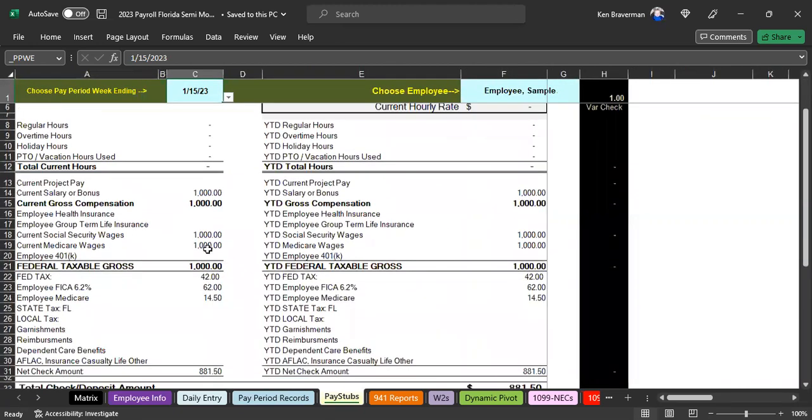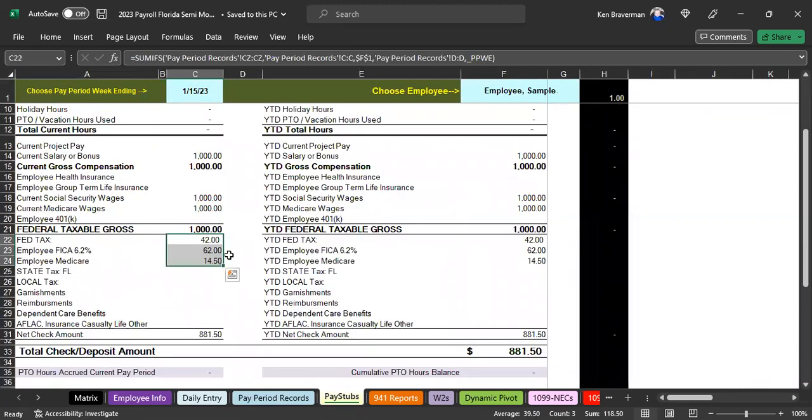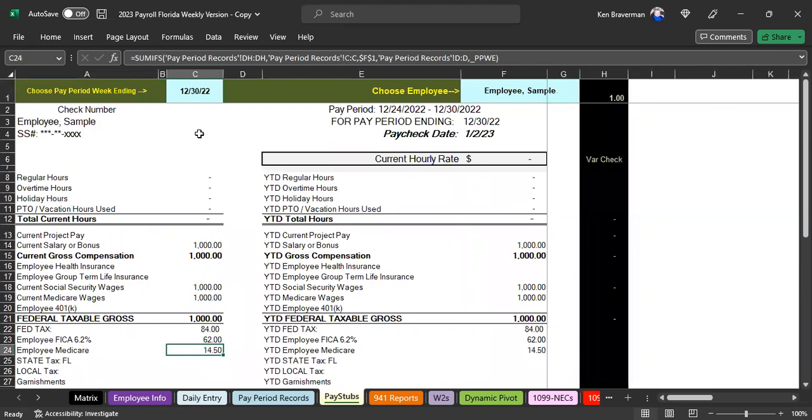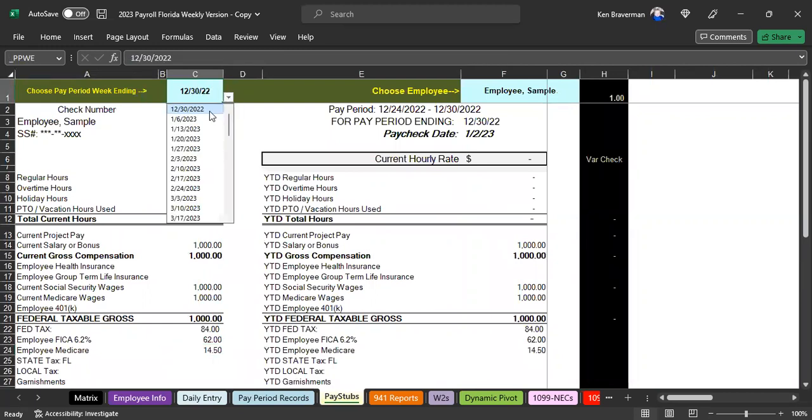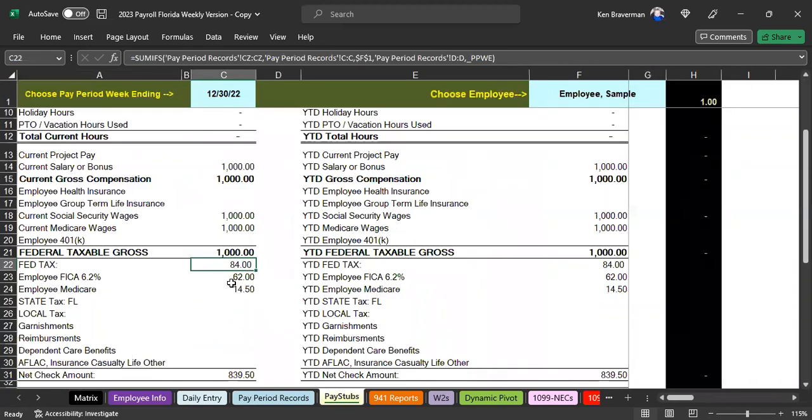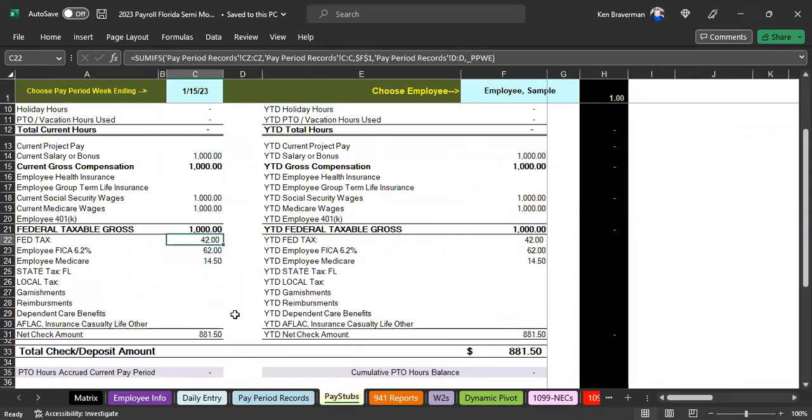So notice the difference in withholding here. Notice it's only $42 in federal tax. The weekly version was more. Weekly version was $84, right? Even though the Social Security is still $62 and the Medicare is still $14.50, those don't change, right? But the federal withholding changes.